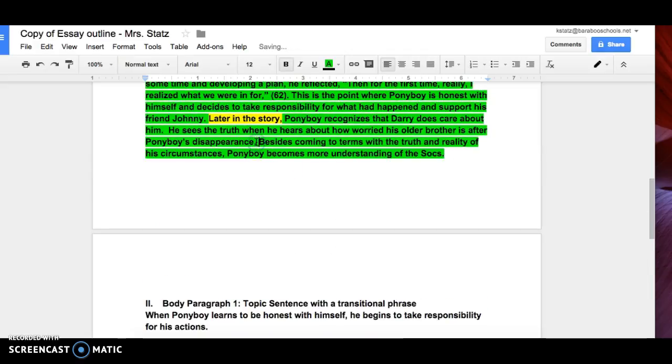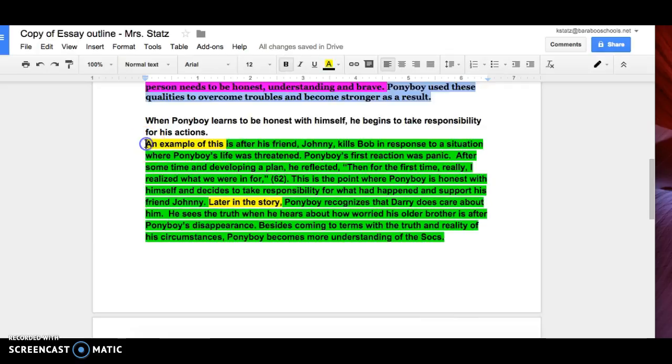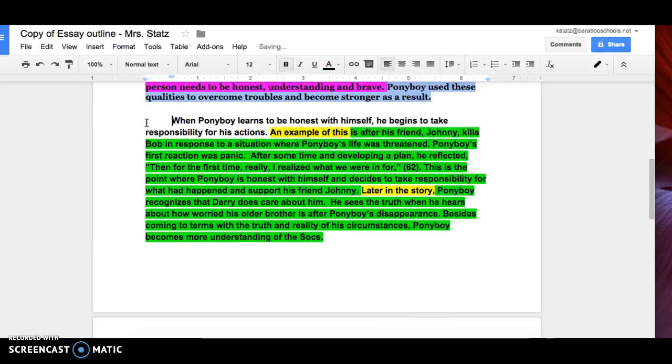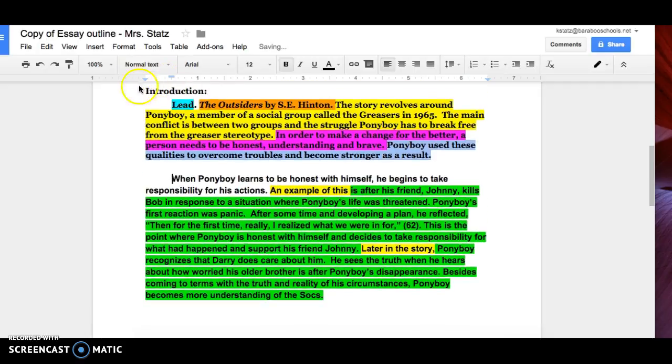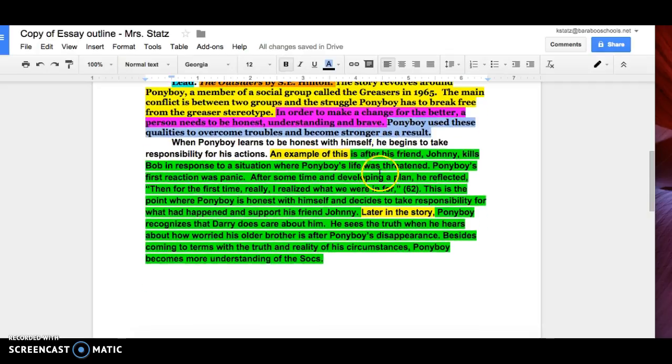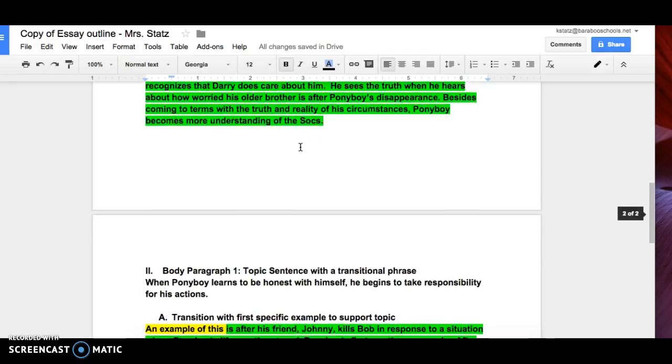So notice that I have my first sentence here, which should be indented. Now here again, here's my introduction. This is my body paragraph 1. And so it goes right after the first paragraph and it's indented. Here's my transition, and I have all those pieces together.